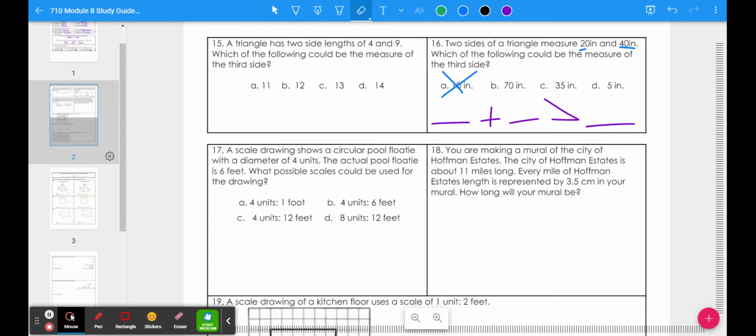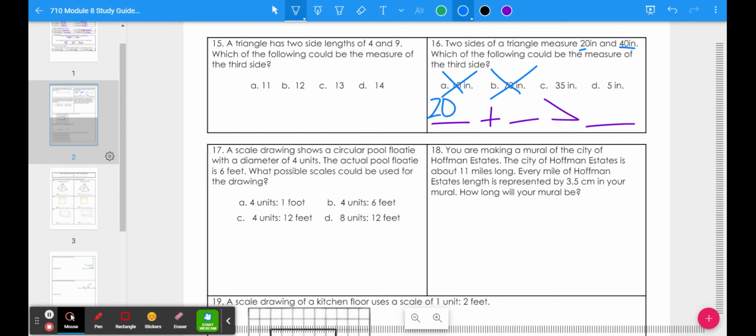But if you picked one like 70, which is letter B, between 20, 40, and 70, 70 would then be the largest side. And then we would put the 20 plus 40 on the other side. 20 plus 40 is not greater than 70. 20 plus 40 is 60. So that too does not work. And you just kind of have to keep going to see what'll work.